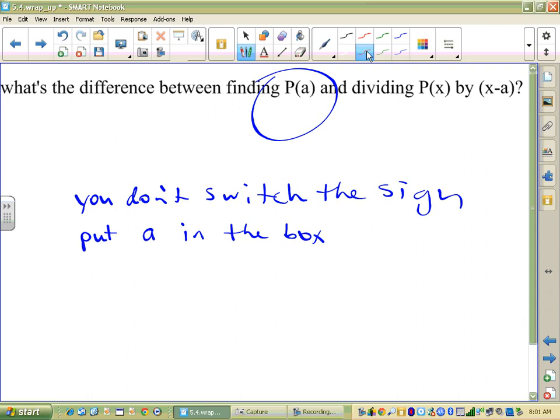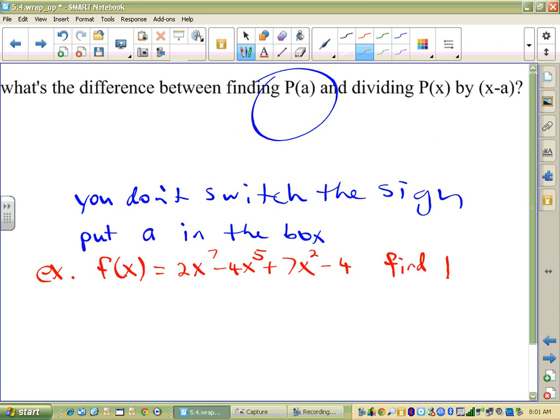So a specific example: f of x is 2x to the 7th minus 4x to the 5th plus 7x squared minus 4. Find f of 9. That's a 9. Sometimes my 9s and a's look alike. So if they ask you to do that, in this box we don't have to switch the sign. We're finding the value of the function when x is 9. The number is 9, so we're just going to put 9 in the box.